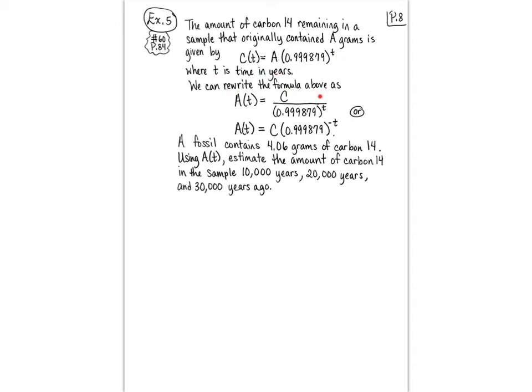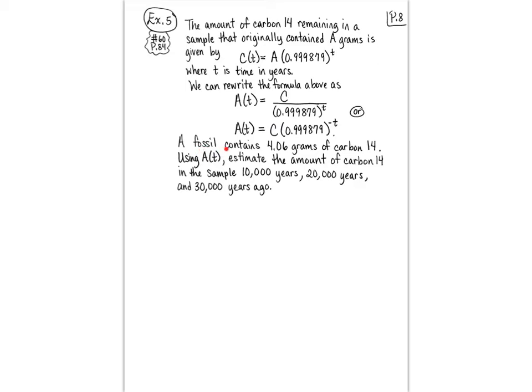We can rewrite the formula above as A of T equals. In other words, we can solve this equation for A by dividing by this, and we get A of T is equal to C divided by 0.999879 raised to the T, or another way of rewriting this is A of T equals C times the quantity 0.999879 raised to the negative T. Okay, so we're using an algebraic rule there to go from here to here.